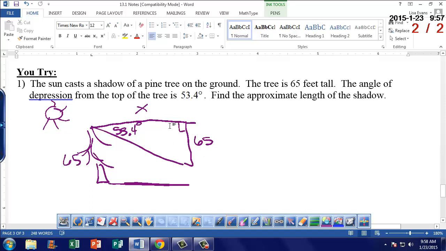You guys go try to decide which trig function to use and what you get for the length of the shadow. If you have any questions, comments, or concerns, go ahead, write them at the bottom of the video, and we'll discuss them tomorrow in class.